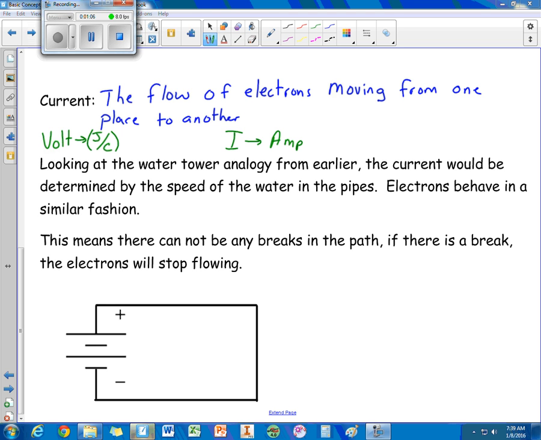You may be wondering, why do we use an I for current? Well, it comes from the word intensity. When scientists were first studying electricity, the way they thought of current was how intense the electricity was. So that's why we use an I for a current.